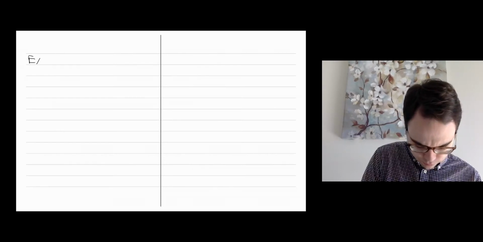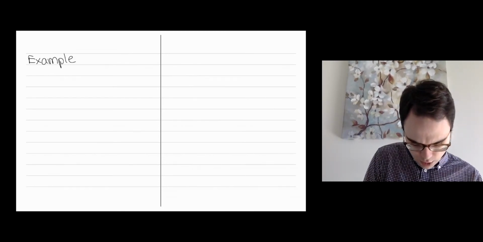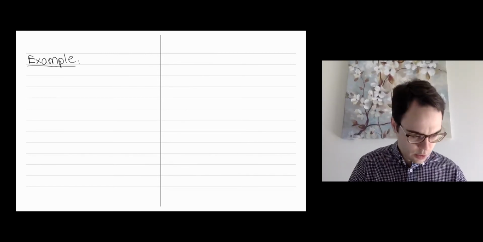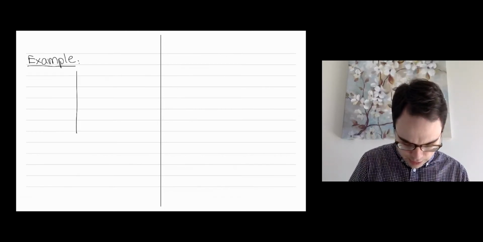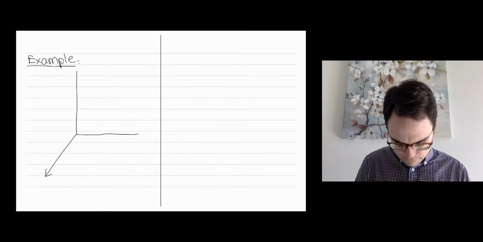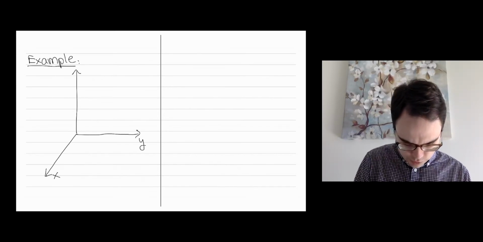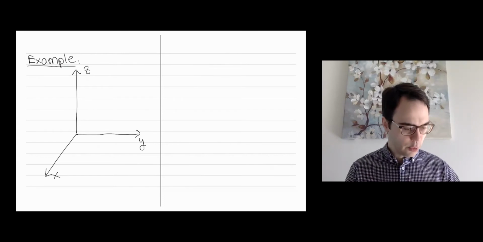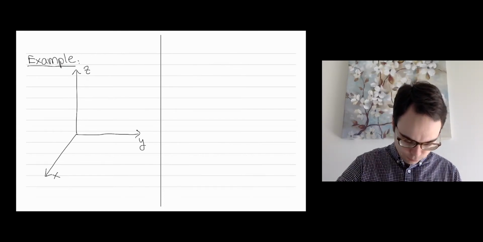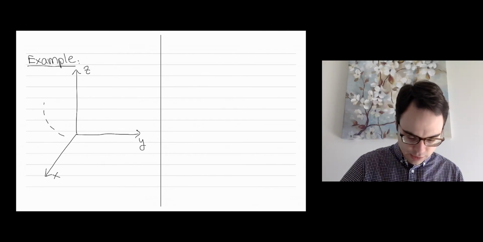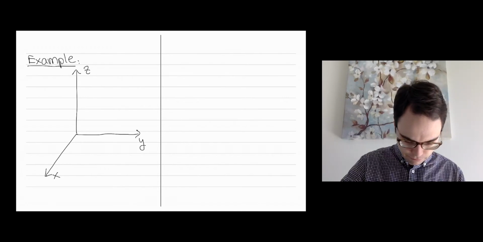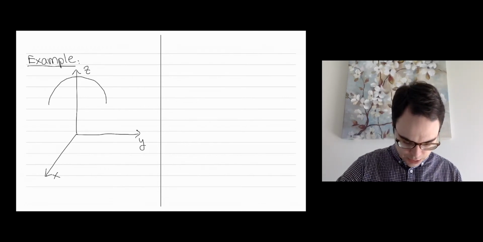So example: we want to compute the volume of the following ice cream cone. Here are the axes and the ice cream cone. The shape whose volume we wish to compute is contained inside a sphere. So let me draw it like this. We have a sphere that's not centered at the origin, and we have a cone.